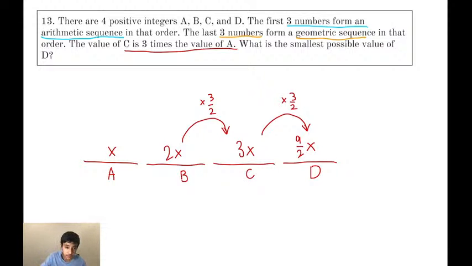And we have to find the smallest possible value of d if they are integers. Remember, there are 4 positive integers, a, b, c, and d. So what is the smallest possible value of x such that all of them are integers? Well, x has to be a multiple of 2, because only then will 9 halves x be an integer, and all the other values will also be integers from there. And the minimum multiple of 2 is just 2. So let's say x is equal to 2.